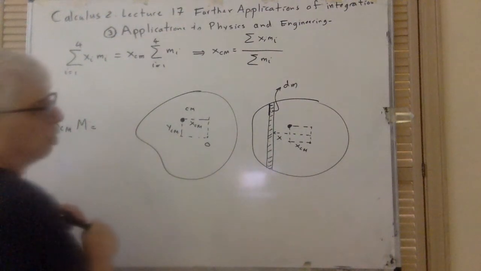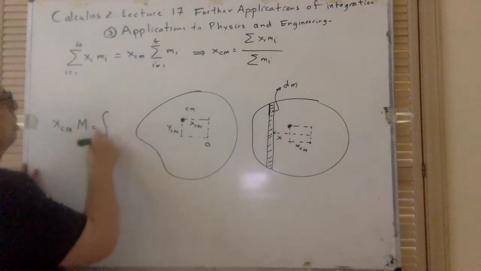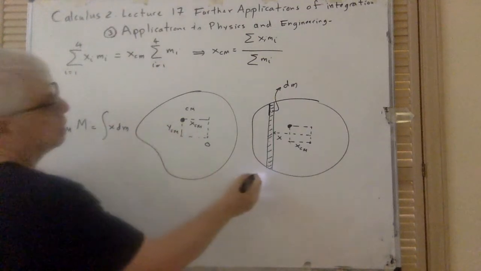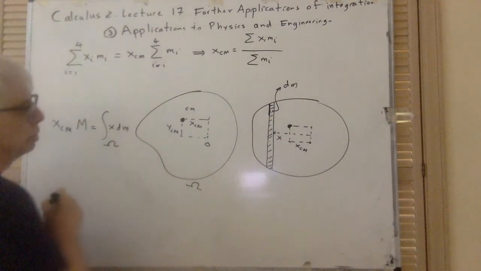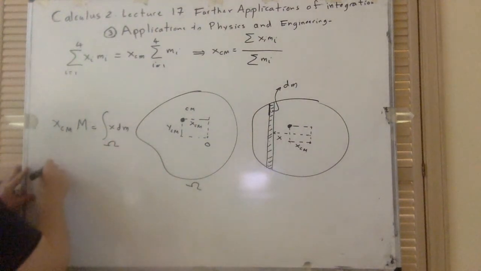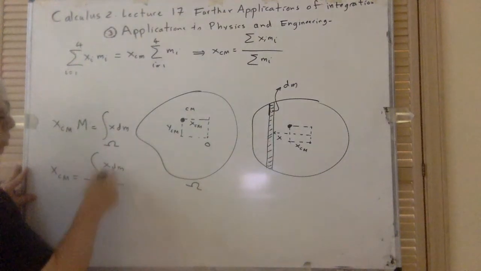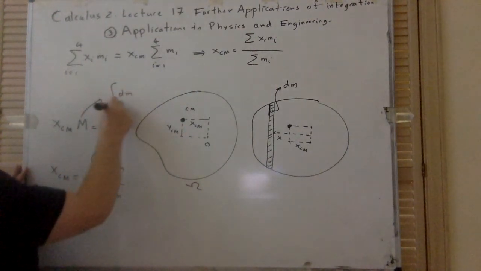Okay, so this should equal the sum of all x dm's, right? So the sum of all x dm's, but the sum of all x dm's is an integral, right? So I have the integral of x dm over this object, let's call it omega. So xcm will be this integral of x dm over m. What is m? M is simply the integral of dm over omega.